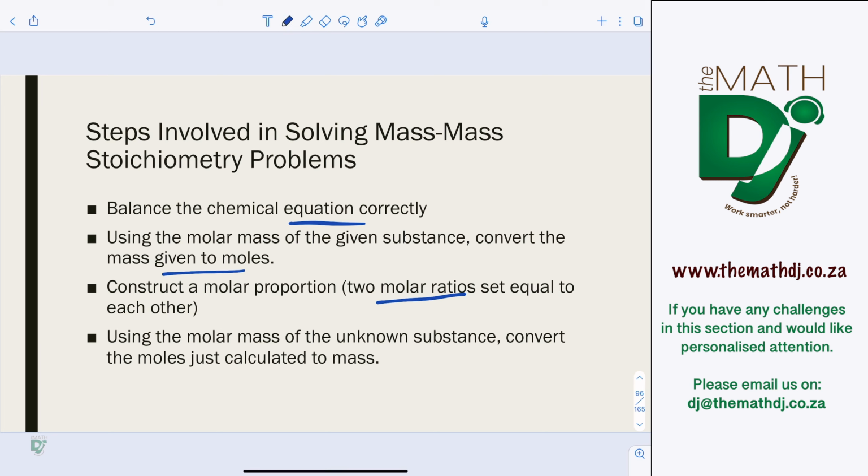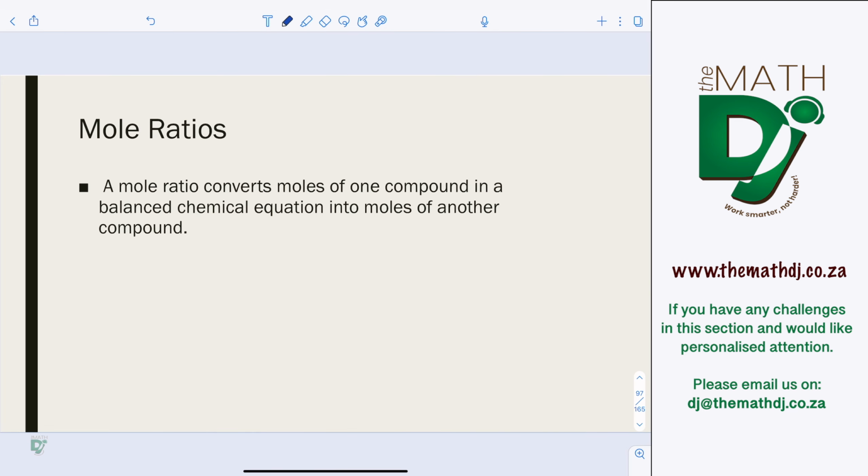So let's move on. Using the molar mass of the unknown substance, convert the moles just calculated to mass. Both when you are doing the calculations, remember the equations only work when you are using moles. So you have to convert everything that you are given into moles. Once you get your answer in moles, but they want the answer in grams, then you just use the conversions. It will be clearer when we are doing examples. Most of the examples we shall do on our website for comprehensive understanding.